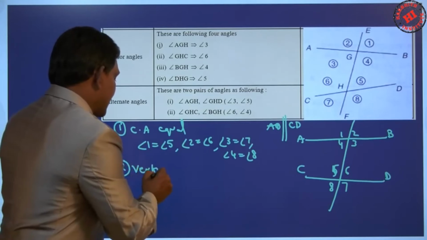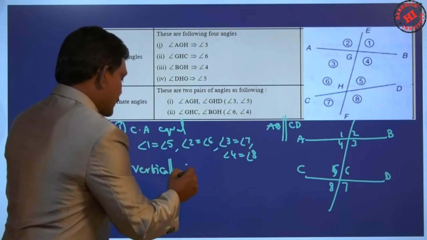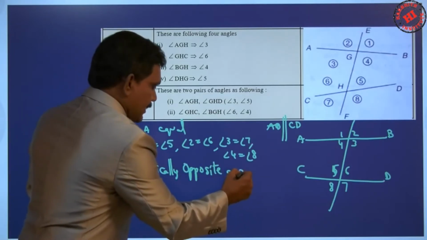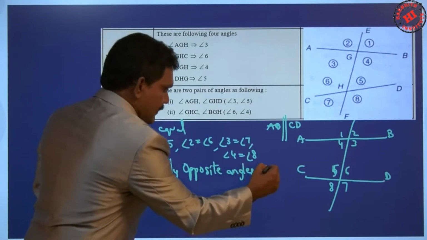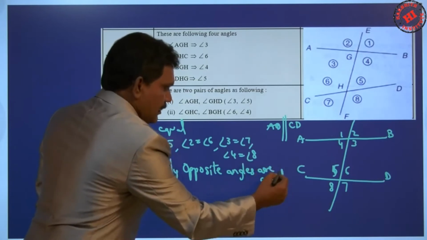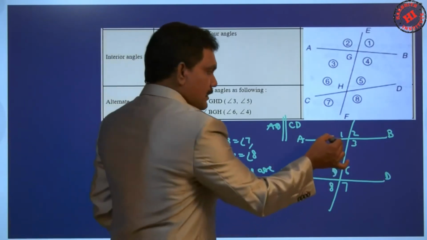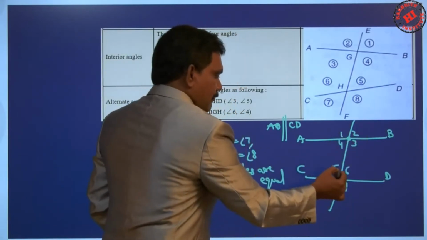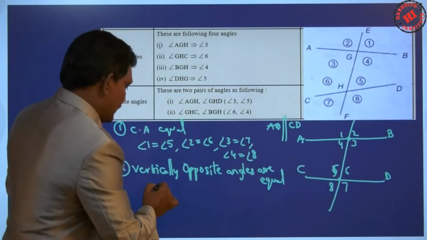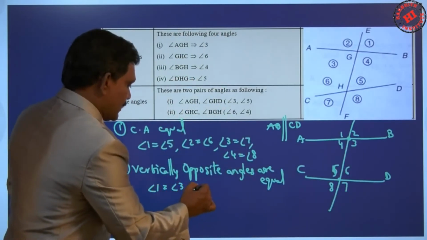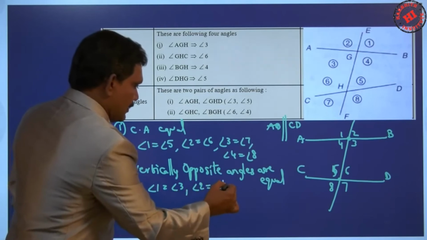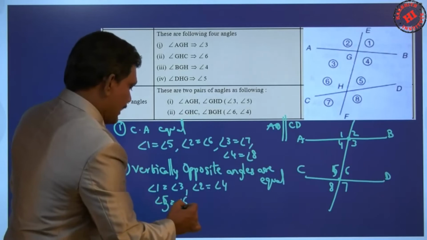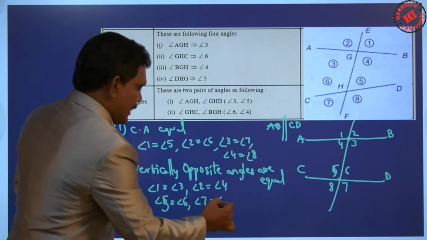Vertically opposite angles are equal. Which angles are called vertically opposite angles? This is the vertex. Opposite angles are 1, 3, 2, 4. Similarly, 5, 7 and 6, 8. That is nothing but angle 1 equal to angle 3. Angle 2 equal to angle 4. Similarly, angle 5 equal to angle 6. And angle 7 equal to angle 8.